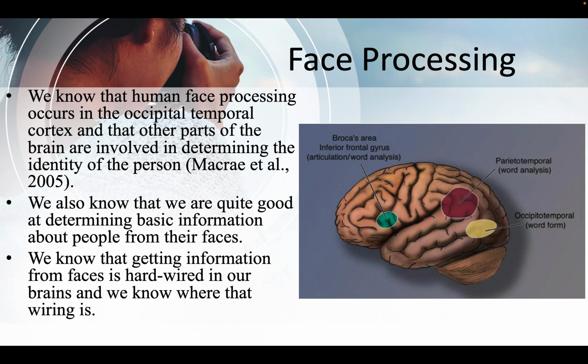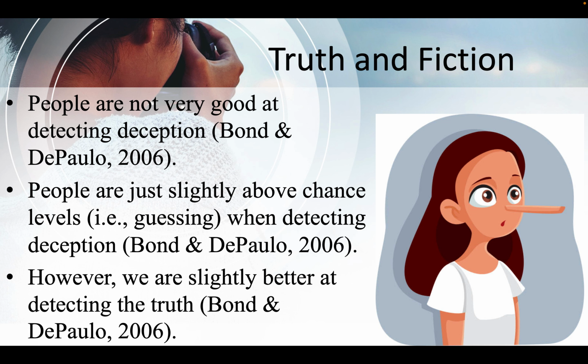We know human face processing occurs in the occipital temporal cortex, and that other parts of the brain are involved in determining the identity of the person. We also know that we are quite good at determining basic information about people from their faces. We know that getting information from faces is hardwired in our brains, and we know where that wiring is. People are not very good at detecting deception. People are just slightly above chance levels, guessing, when detecting deception. However, we are slightly better at detecting the truth. So we can tell the truth, but sometimes it's hard to tell if somebody's lying.